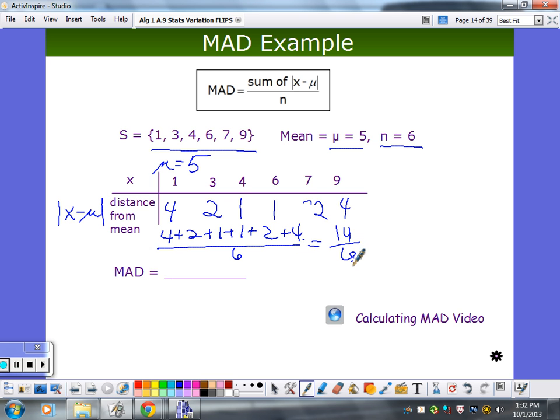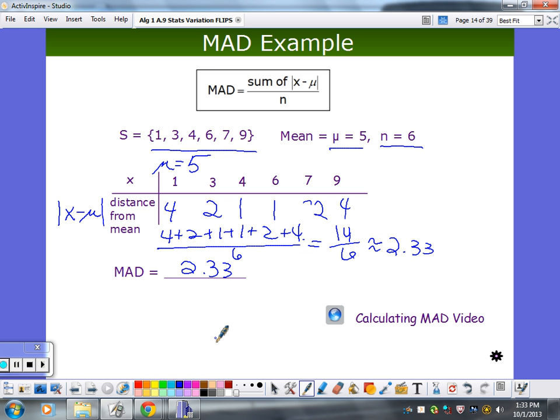And then we are going to go to a decimal because this is more like a real life situation. So what do we get to the nearest hundredth? 2.33. That's your mean absolute deviation. On average, each point is about 2.33 units away from the mean.